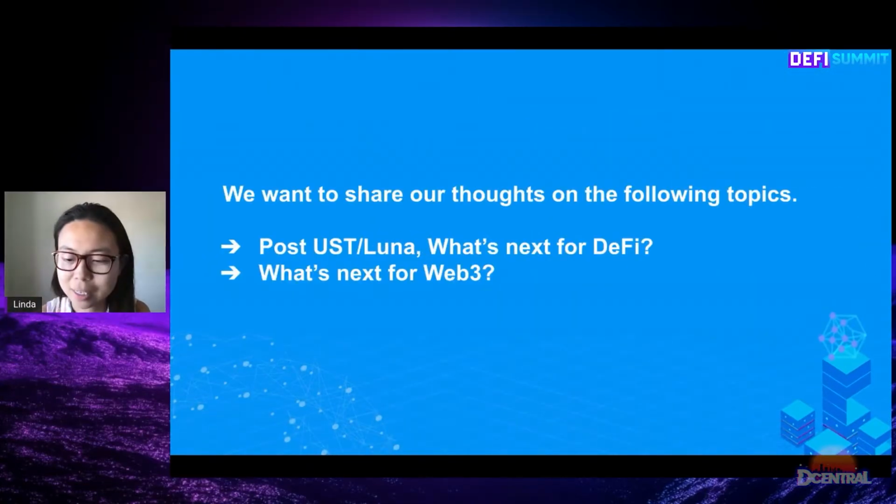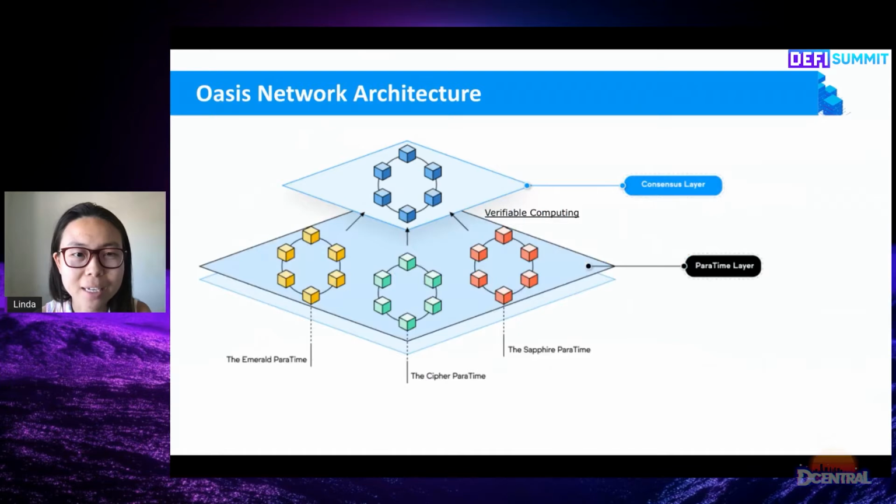For people who are not necessarily very familiar with what Oasis is, I want to briefly talk about what Oasis Network is. We have this layered architecture. We are actually the first that came out with this modular architecture design where we separate computation from consensus. On the consensus layer, we have a proof of stake mechanism. And on the compute layer, we call it a ParaTime layer, parallel runtimes.